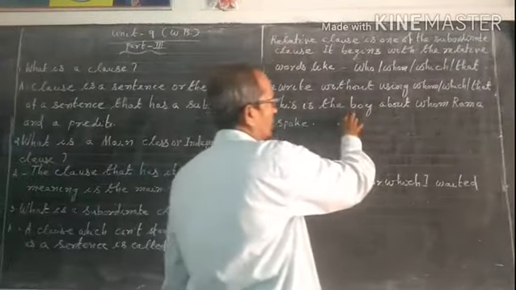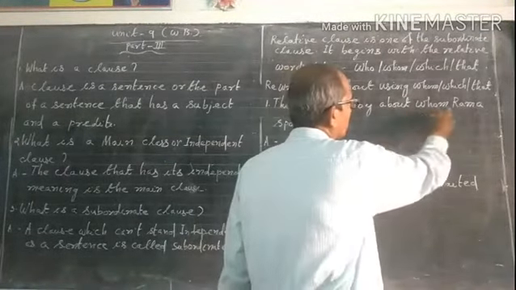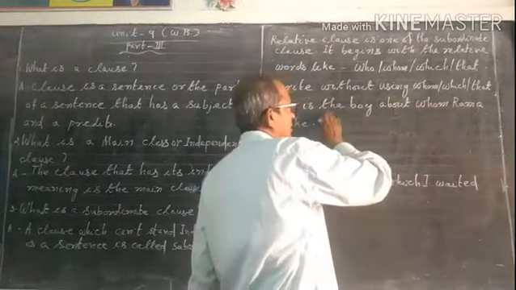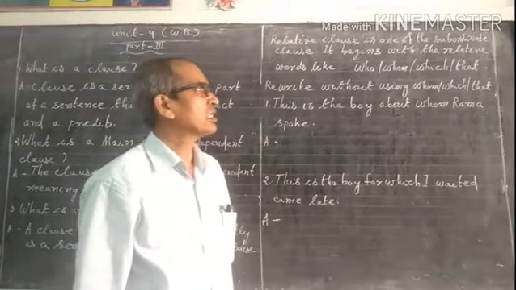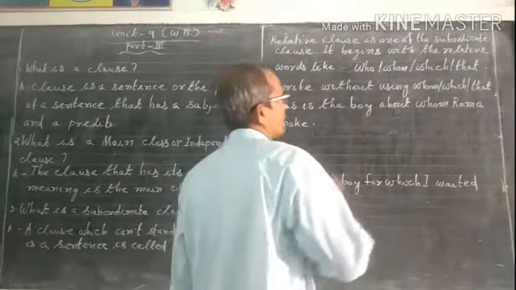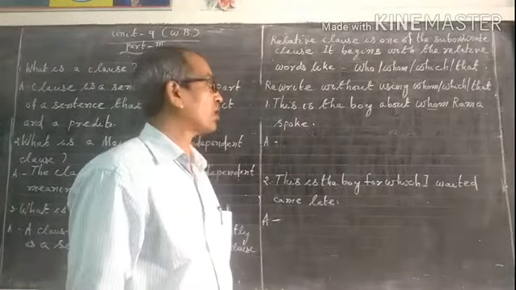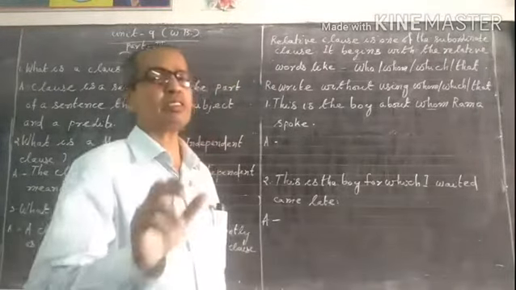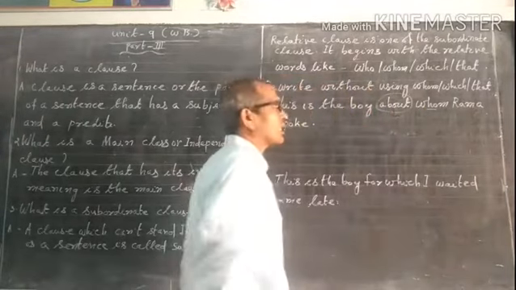Here, this is the boy. This is the noun phrase. About whom, whom is related with the word the boy. This is the relative word, so it is called the relative word. We have to drop the word whom from this sentence. Now our work is to find out which one is the preposition in this sentence. So look at this. The preposition is about.